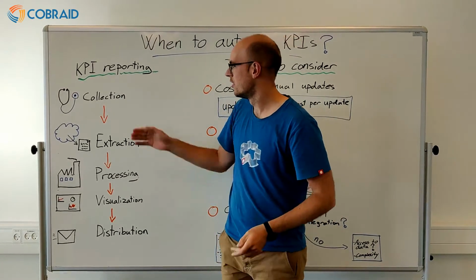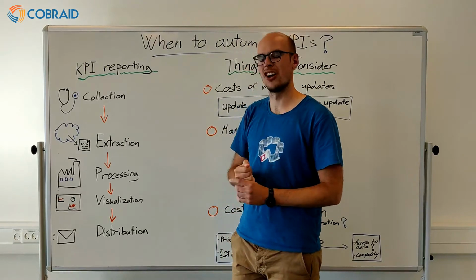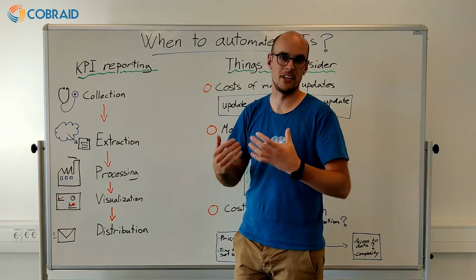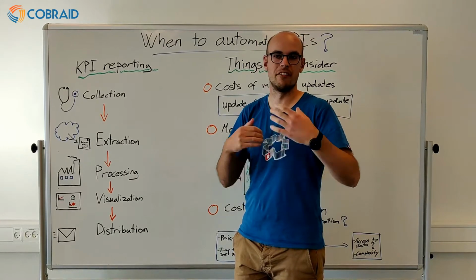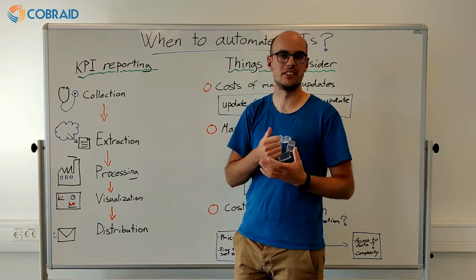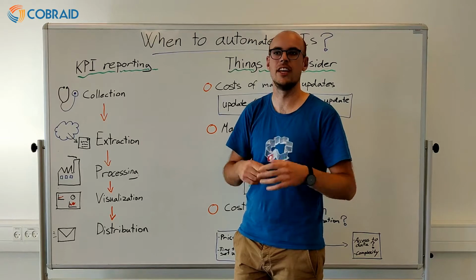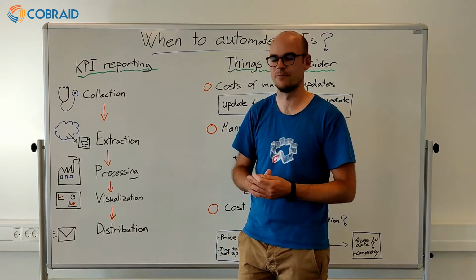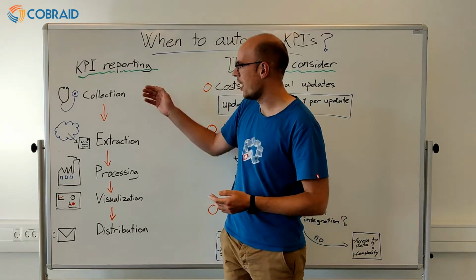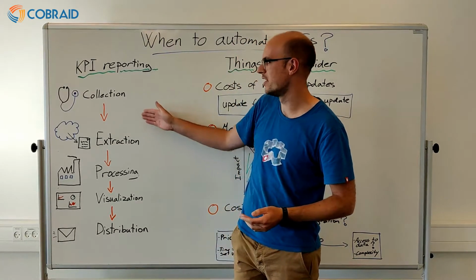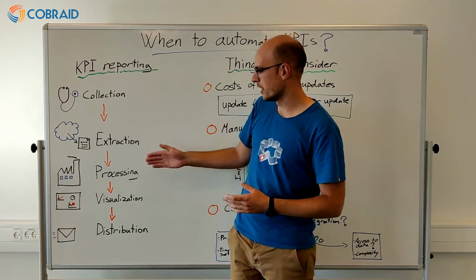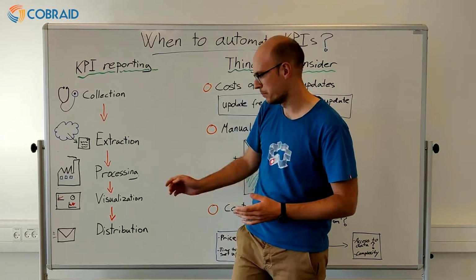So the first thing we need to do is to collect some data. And we can do that either automatically or manually. So that would be that if we have an event and we want to know how many participants there were at this event, then we might calculate it manually by counting the number of participants. And after that, we need to extract the data from the place where we collected it so that we can process it, which is the third part down here.